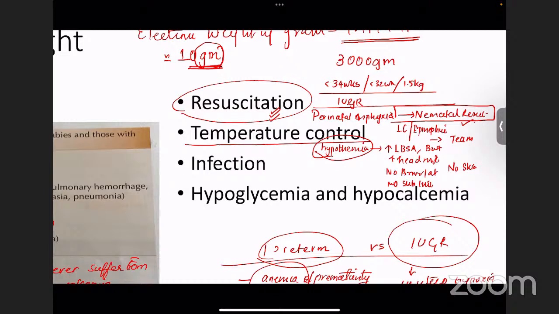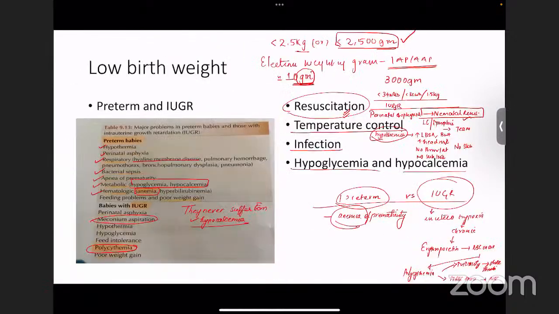And they are more prone to infection. As I said, they have immature skin, they have immature immunity, so they are more prone to infection. And also in the labor room, SNCU and NICU, they are exposed to an environment which makes them very prone to infection because of the immature cellular and humoral immunity. And they are more prone to hypoglycemia and hypocalcemia.